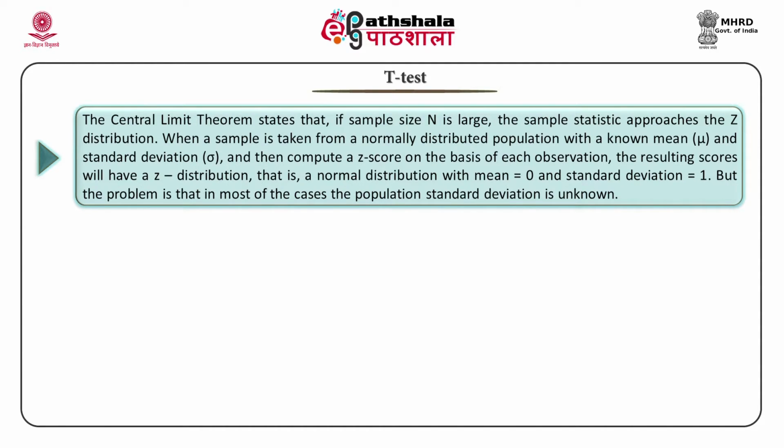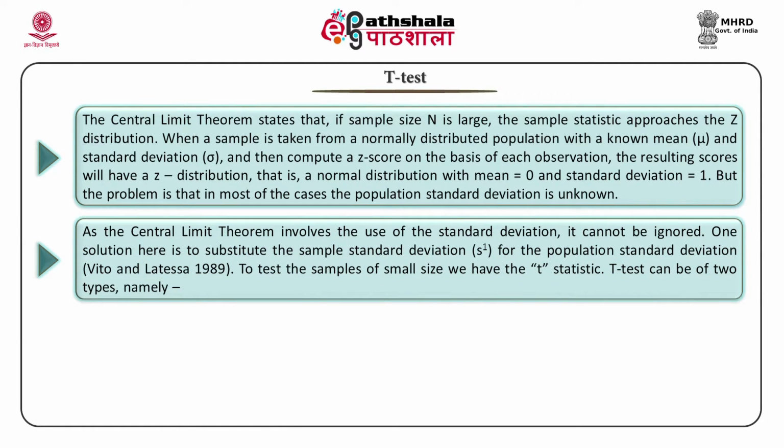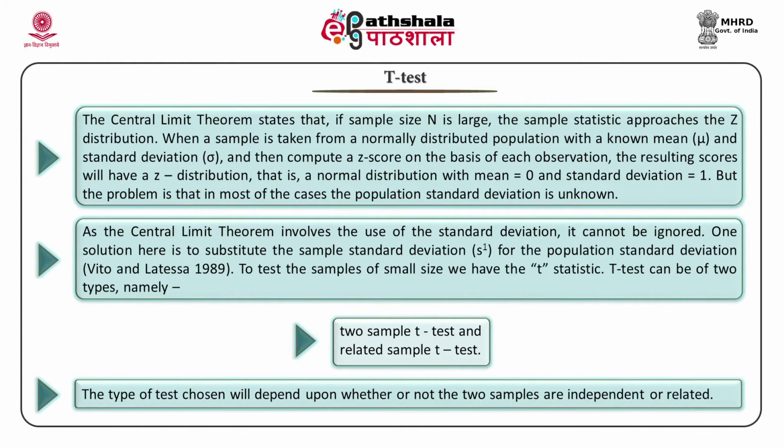But the problem is that in most cases the population standard deviation is unknown. As the central limit theorem involves the use of the standard deviation, it cannot be ignored. One solution here is to substitute the sample standard deviation for the population standard deviation. To test samples of small size, we have the t-statistic. The t-test can be of two types, namely the two-sample t-test and the related sample t-test. The type of test chosen will depend upon whether the two samples are independent or related.